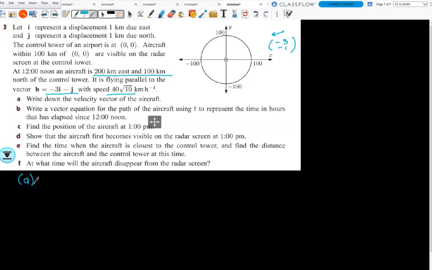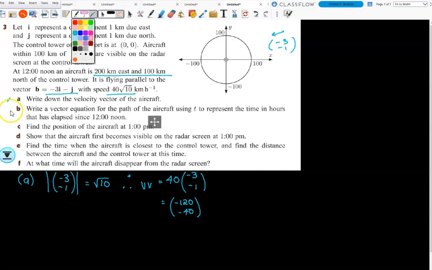So at the moment, if you just wrote -3, -1, that does not have a magnitude of 40 root 10. What's the magnitude of this one? Root 10, okay? So that's no good. We want it to be 40 times that. So therefore, that makes our velocity vector equal to 40 times -3, -1, which will then be -120, -40. We happy with that? Yep. A, done.